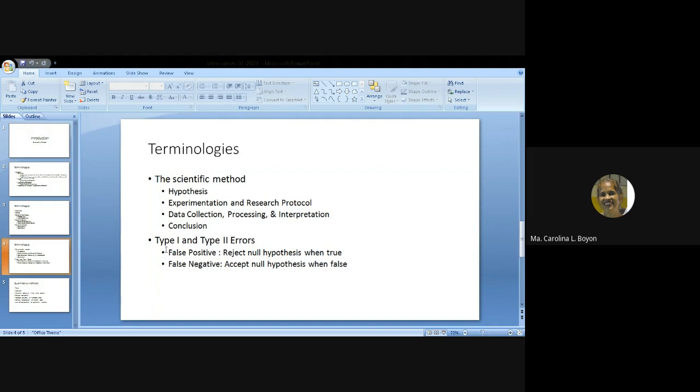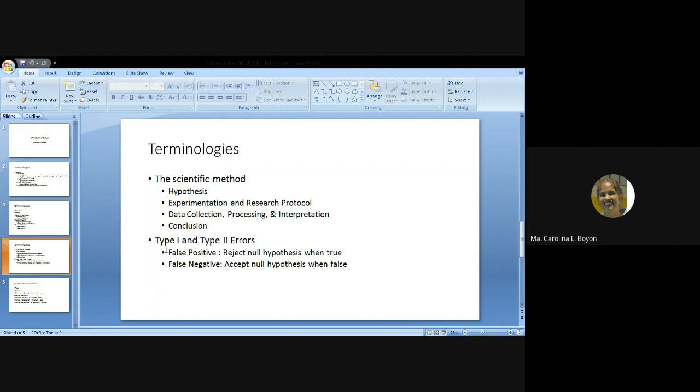So when we look at the declaration of the possibility of errors in research, we look at two types of errors, type 1 and type 2. Okay, type 1 is false positive, type 2 will be false negative. What is a false positive? A false positive is when we declare that the characteristic is manifested when in truth it is not.